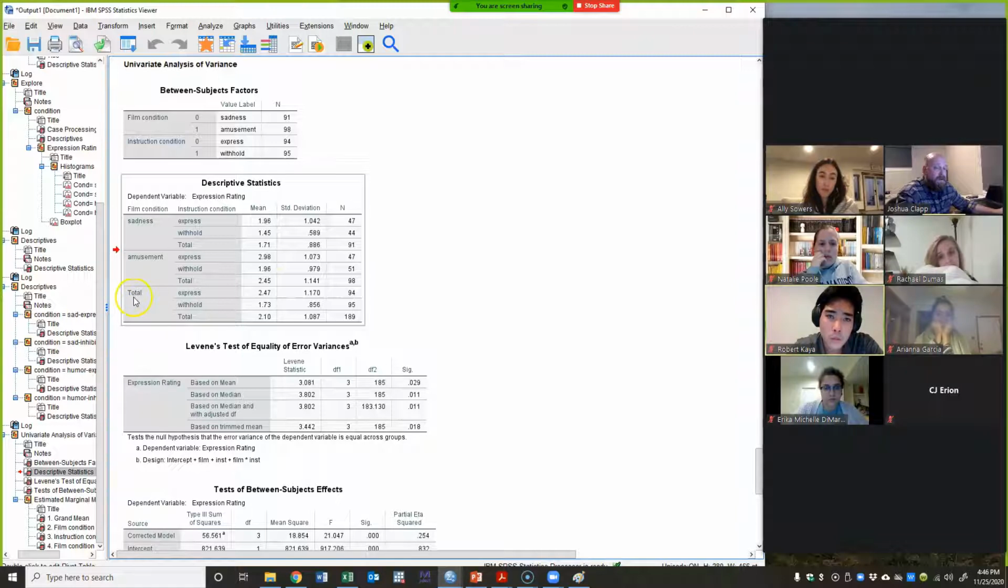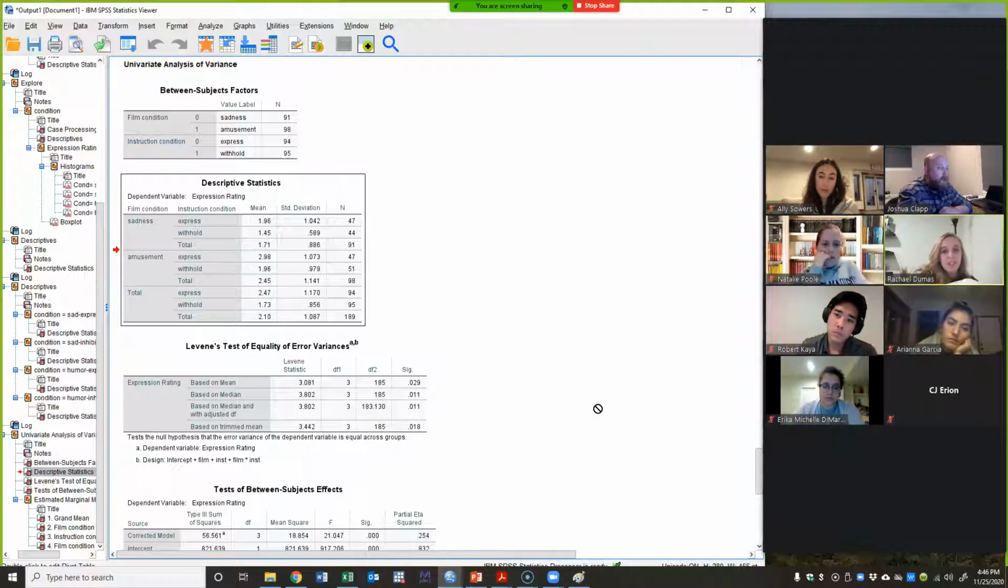And then down, if I go through and look at my total, here's the mean of everybody who was told to express, everybody who was told to inhibit. Another main effect, right? Collapsing across film, here's the mean expression for everybody who was told to express, everybody who was told to inhibit. And then Rachel, what's the total of the total down here? Everybody? Yeah, that's my grand mean, right? So remember when we were calculating these components, this is the grand mean for everybody, all 189 people in the thing. Okay, so be careful.